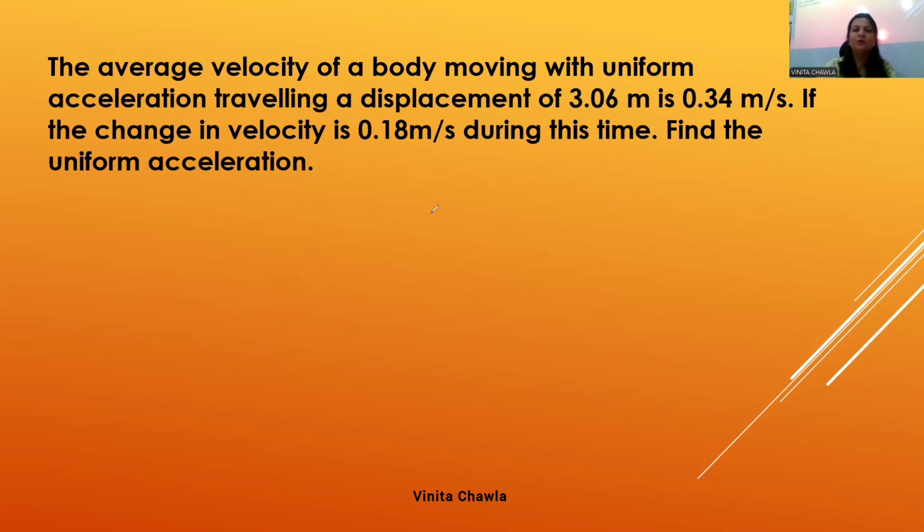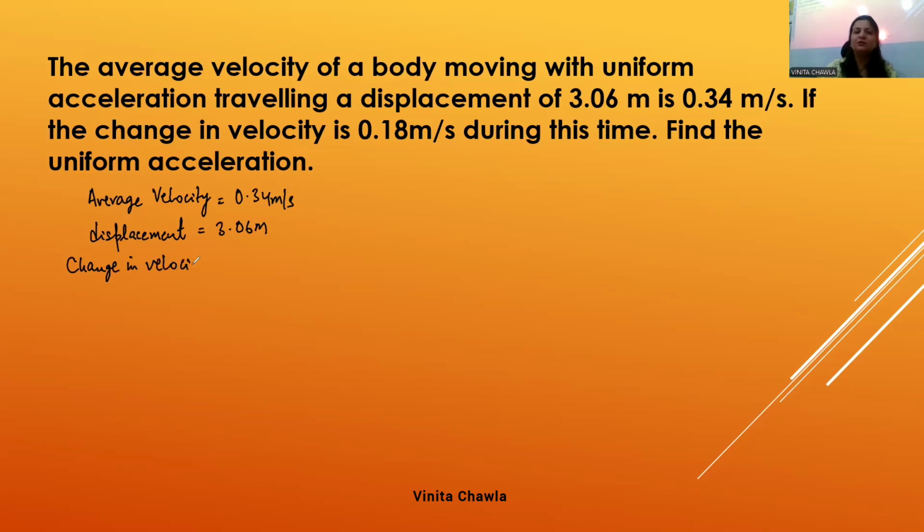So the average velocity of a body moving with uniform acceleration, traveling a displacement of 3.06 meter, is 0.34 meter per second. If the change in velocity is 0.18 meter per second during this time, find the uniform acceleration. So average velocity is given, average velocity is equal to 0.34 meter per second. Displacement is given, displacement is equal to 3.06 meter. Change in velocity is given, change in velocity is 0.18 meter per second. We have to find acceleration.